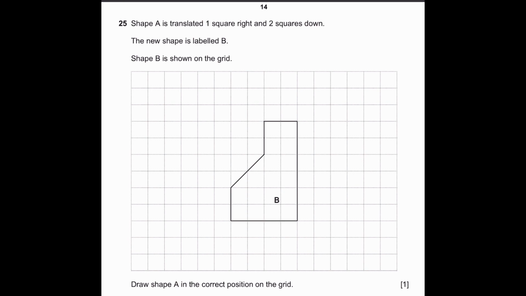Question 25. Shape A is translated 1 square right and 2 squares down. The new shape is labeled shape B. Shape B is shown on the grid. Draw shape A in the correct position on the grid. Now, to find the position of shape A, we just have to reverse the commands that change shape A to shape B, which means 1 square left and 2 squares up.